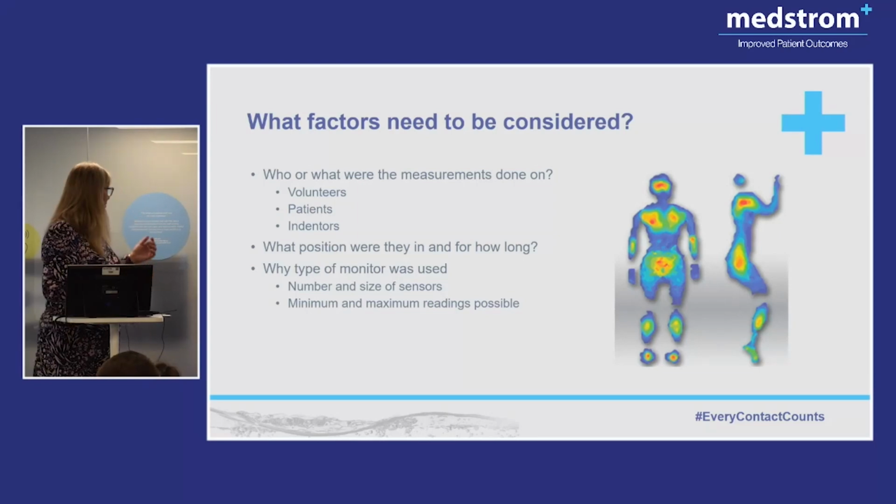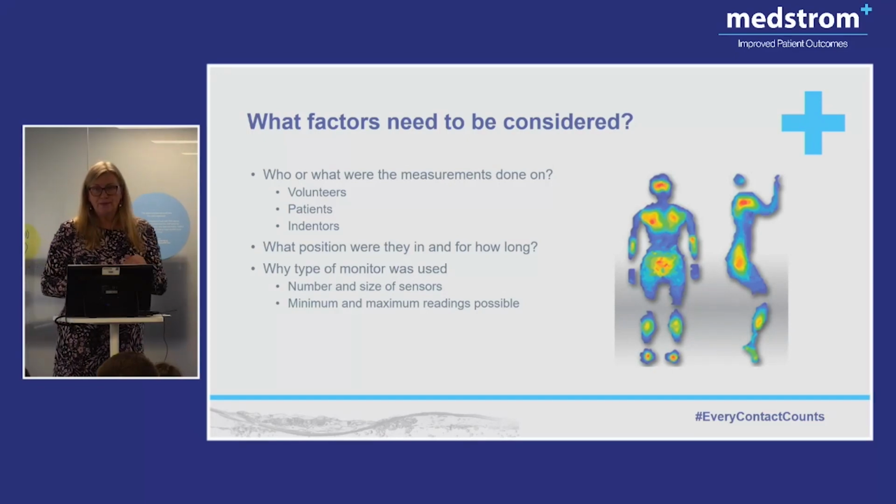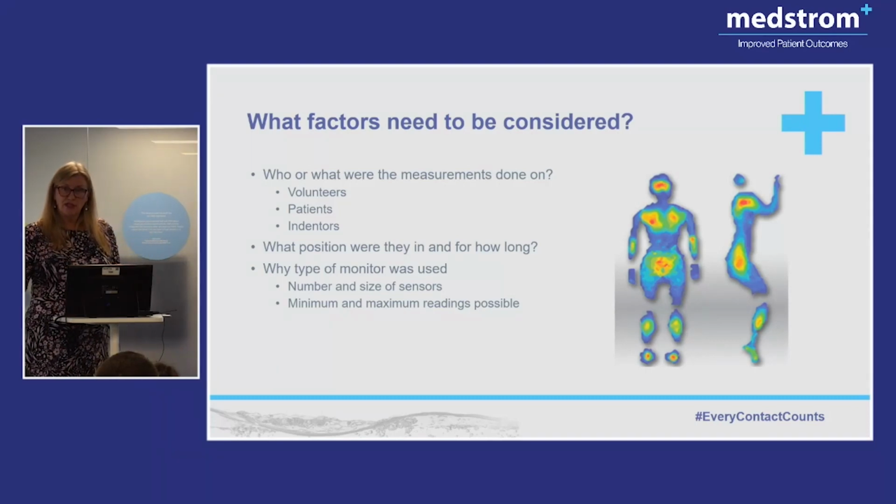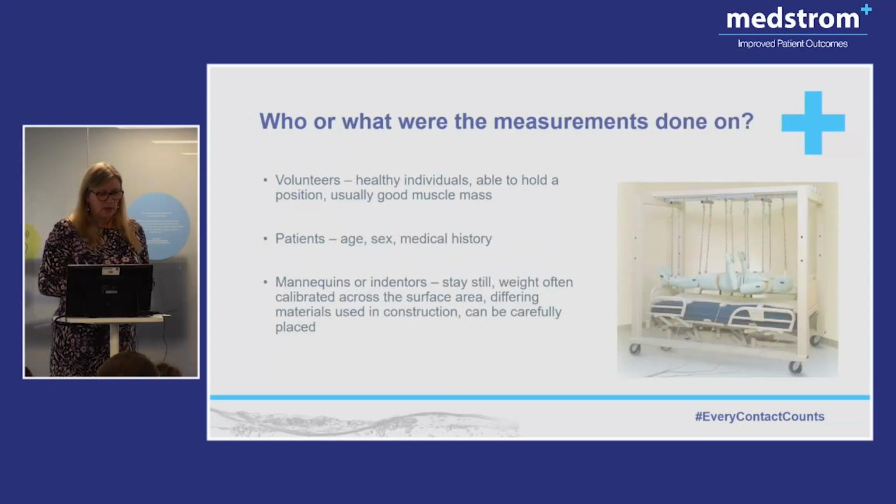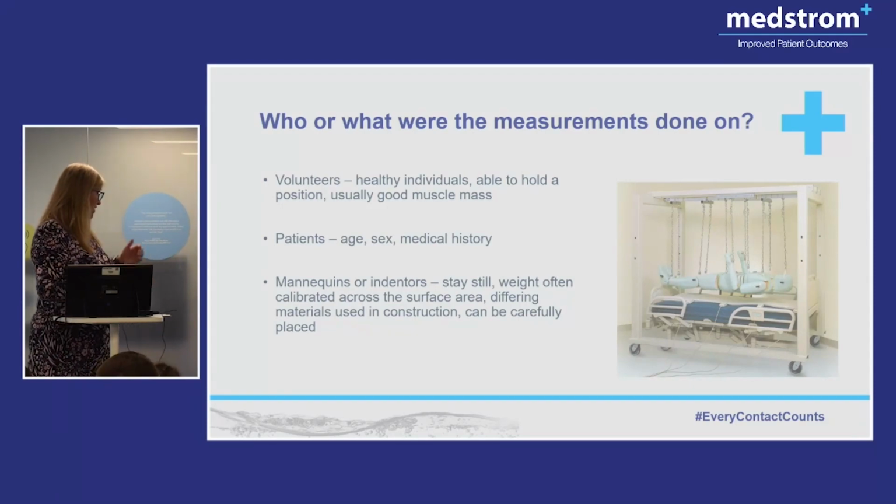And think about the type of monitor that's being used and the number of sensors, the type of sensors, and the minimum and maximum readings those sensors take. Because if you're looking at an average pressure, if the sensor only reads up to 150, it's going to cap the number, which will reduce your average. If it's done with a different type of pressure mat that reads up to 250, the mean can be much bigger, can't it? So if you're thinking about who or what the measurements were done on, you get this whole range.